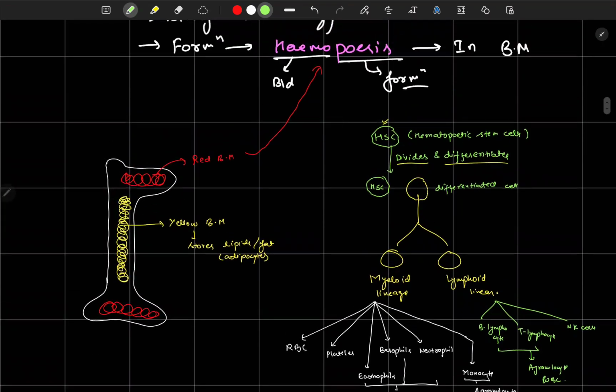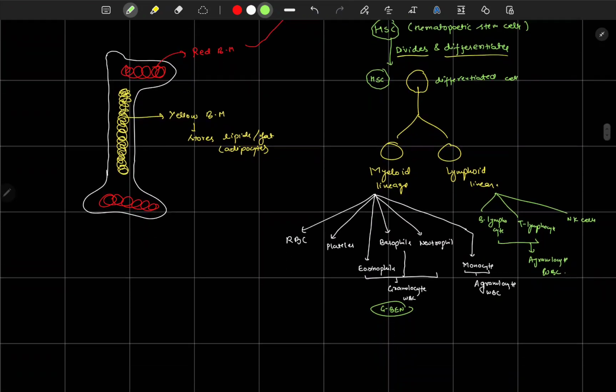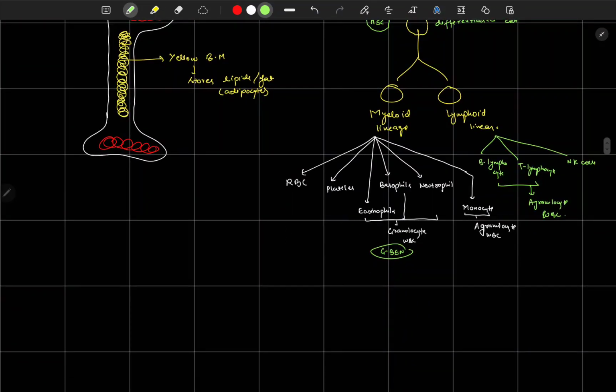This was just in brief regarding hematopoiesis. What are the different types of cells produced, from where does the formation start? This formation starts from the hematopoietic stem cells, which divide and differentiate, and after differentiation give rise to two different types of lineages. One is myeloid lineage, another is lymphoid. That myeloid produces RBC, WBC, platelets, and lymphoid produces lymphocytes, B lymphocyte and T lymphocyte along with the natural killer cells. So these are the different components of our blood.